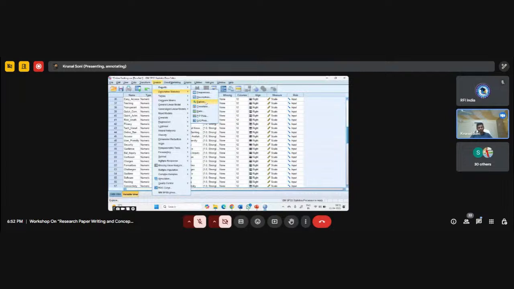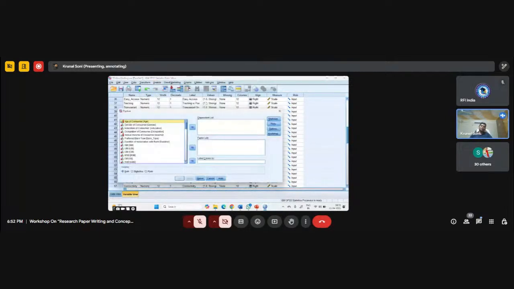And the moment you go to Explore, whose normality is checked? Dependent variable or independent variable? Or rather, I can say nominal and ordinal data, or scale data? Normality of whom will we check? Scale data. Scale, dependent data, right?